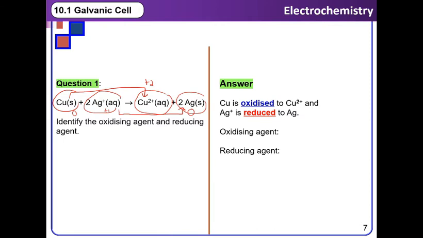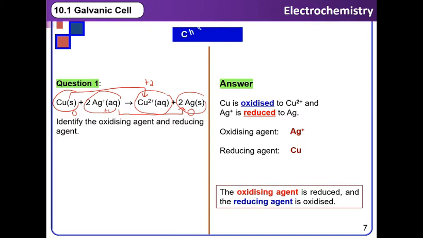So the oxidizing agent is the species that undergoes reduction. So which one undergoes reduction? So the answer is silver ion. So silver ion is oxidizing agent. While reducing agent is species that undergoes oxidation. So the species that undergo oxidation is copper solid. So the oxidizing agent is reduced and the reducing agent is oxidized.